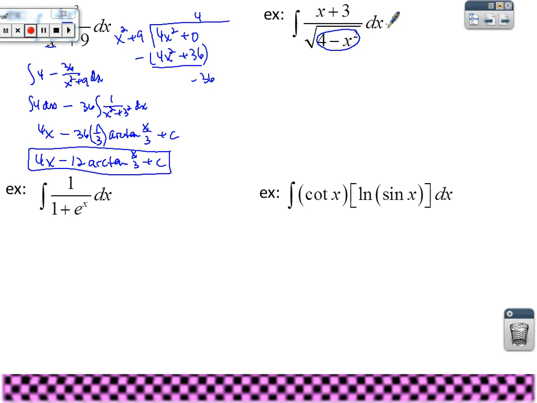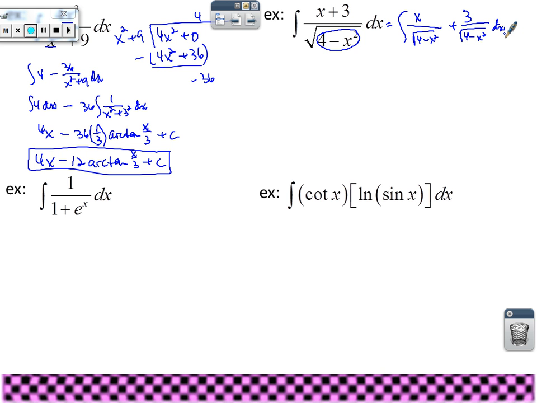And so let's do that. We have the x over the radical 4 minus x squared, and then plus 3 over the radical 4 minus x squared dx. So I really have 2 different integrals going on there. On this first one, u substitution would probably be a good choice, right? Because I have an x here, and if I set that equal to u, I would be able to do a u substitution. On the second one, that kind of looks like arcsine to me, so I'm going to be doing arcsine on that one.